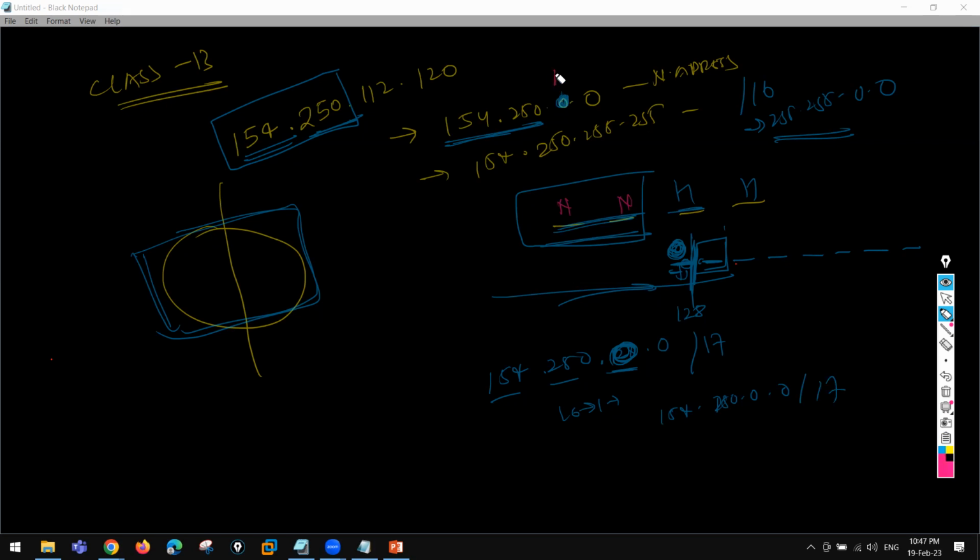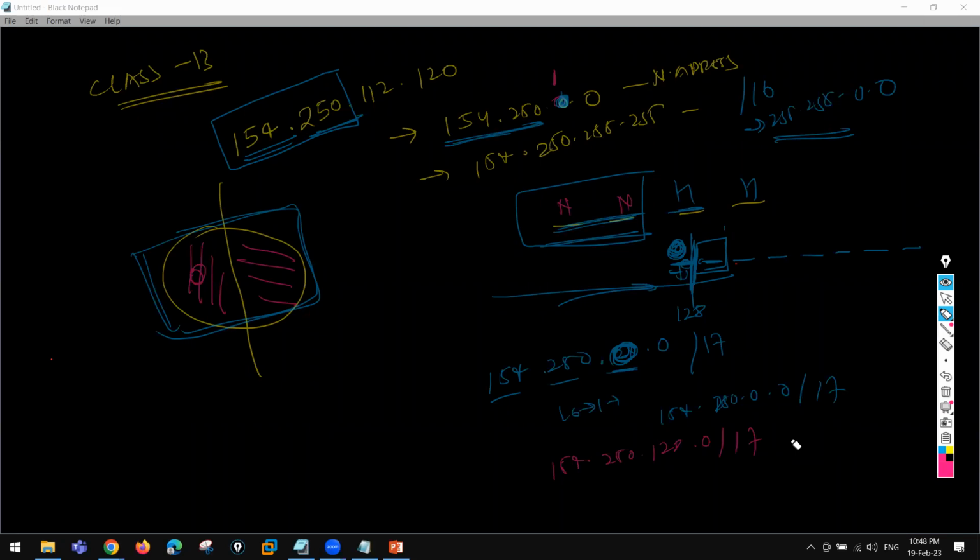Make it as 1. This is the 0 portion. When I change this bit to 0, then that becomes this particular side. But when I make it 1, then it would be this particular side. So what it's going to be is 154.250.128.0/17. Got it? Or any confusion?